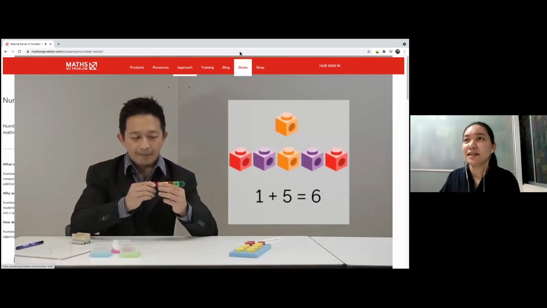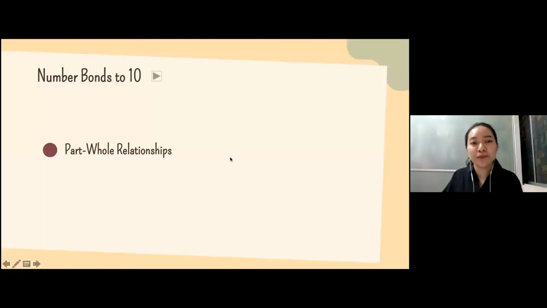1 and 5. So that's pretty much the idea, to teach the kids that numbers can have many possibilities.